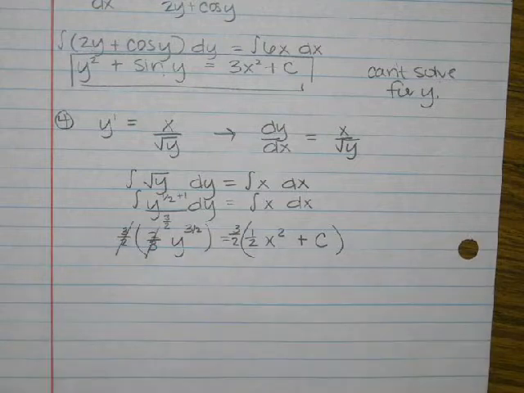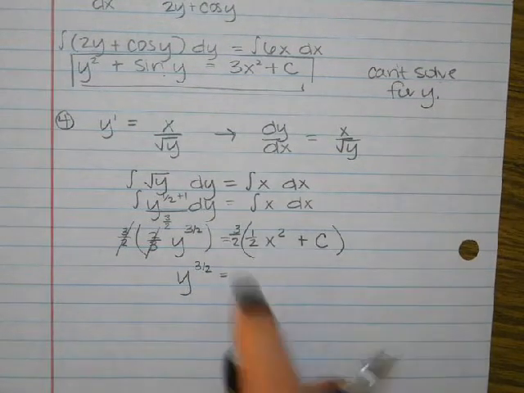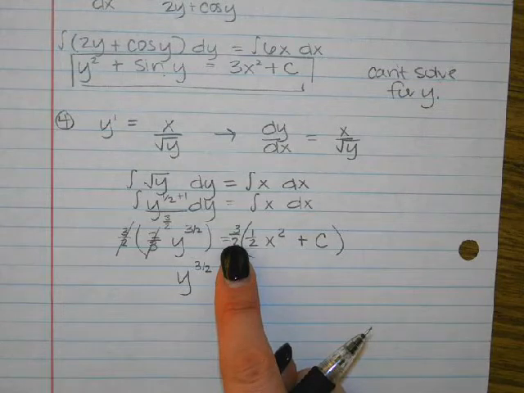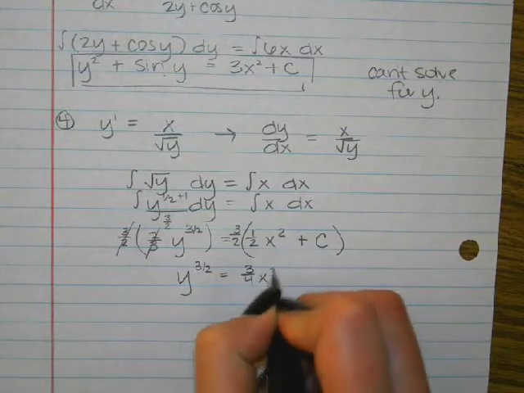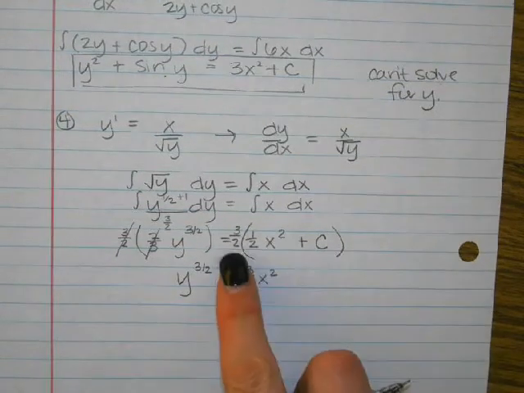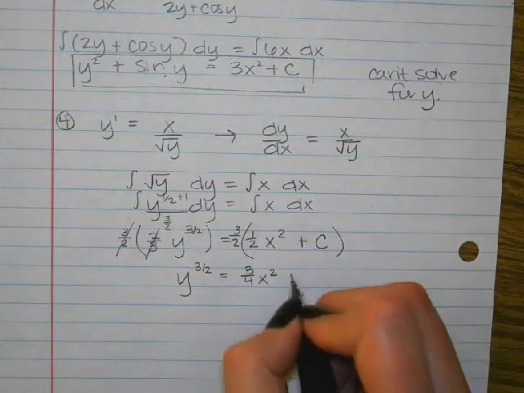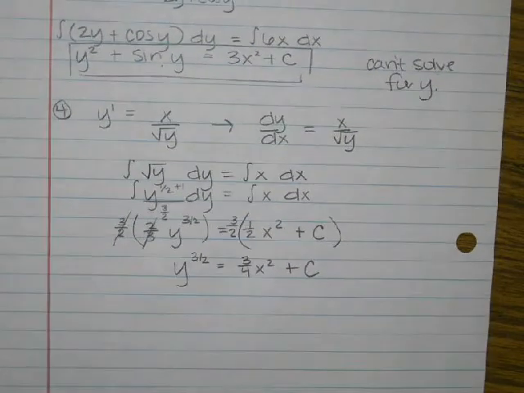So those cancel, and we just have y to the 3/2. And what happens when I multiply these two fractions together? 3/4. 3/4 x squared. And then what happens when you multiply 3/2 times a constant? Is it still a constant? Still a constant, so we're still going to say plus c. Okay. You might have to reach further back in your brain for this. How do you get rid of a 3/2 exponent?